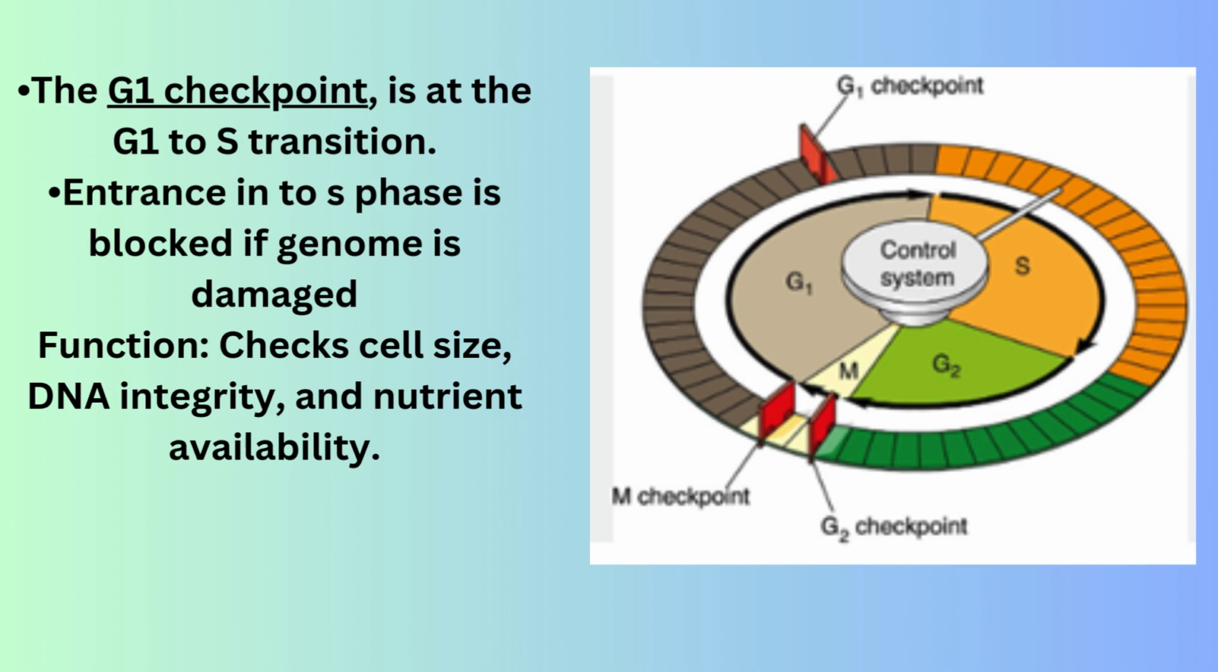So it's like that. If there is no genome damage, nutrients are available, and DNA integrity is there, only in that case it will allow the transition from G1 to S phase. Otherwise, there is no permission. So this is the main function of the G1 checkpoint. That is why it's called the main decision point. This is the primary point.